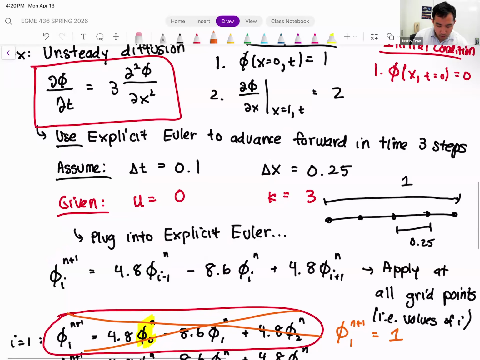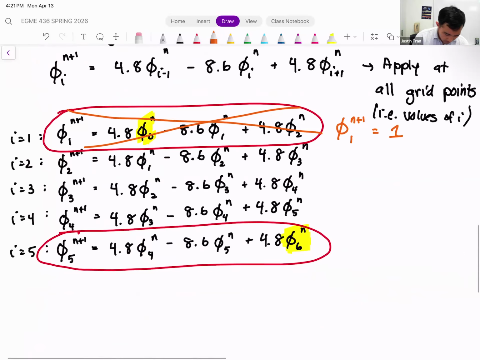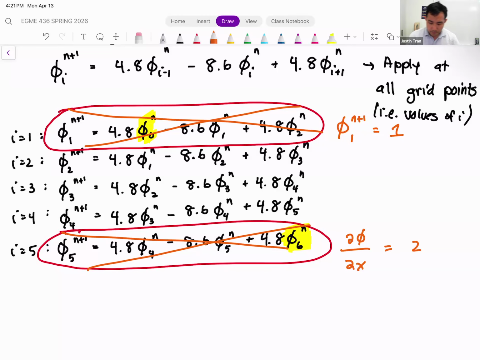Okay, next let's apply our Neumann boundary condition. Our Neumann boundary condition is on the other side of the domain, so this can be applied at I equal to 5. This tells us that the solution derivative at x equal to 1 is equal to 2 at all times t. So we're going to replace this equation here with partial phi partial x equal to 2.